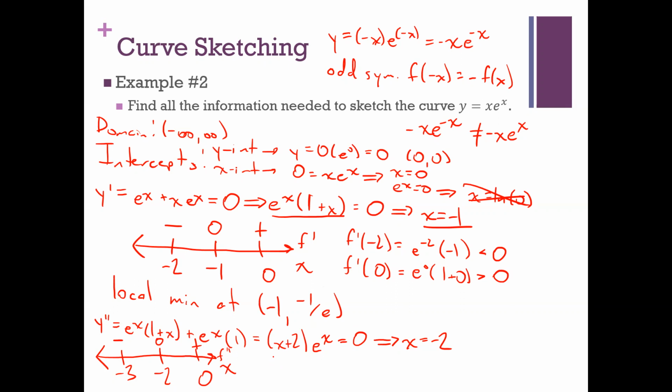Not slope really. What changes there? The concavity changes. So I believe I'm concave down on what interval? Negative infinity to -2. And then concave up on -2 to infinity. We okay with all that data? Yeah. Okay.